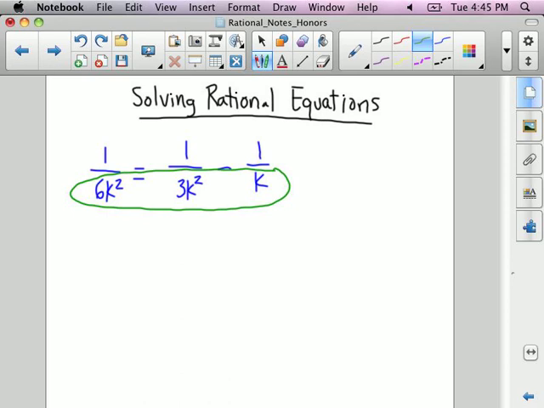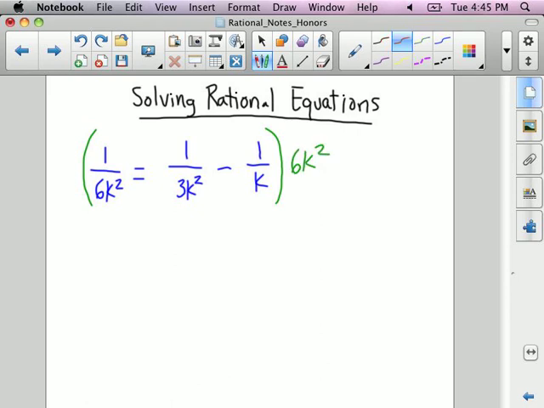So I need to think of something that 6k squared, 3k squared, and k all go into. For example, if I said I'm going to multiply everything by a k, that would be good because it would kill off this one, cancel that out. But if you multiply this guy by k, that's not going to go away. You're still going to have a denominator. So the trick is figuring out something that all three of those pieces go into. And after you think about it for a little bit, you'll come up with the answer, or hopefully you come up with the answer, 6k squared.